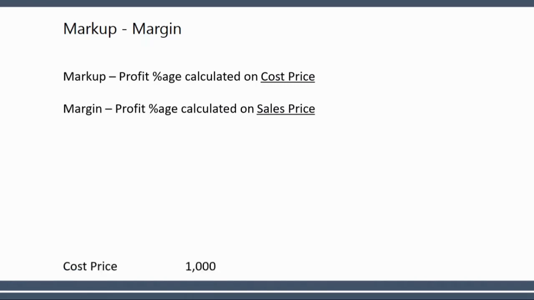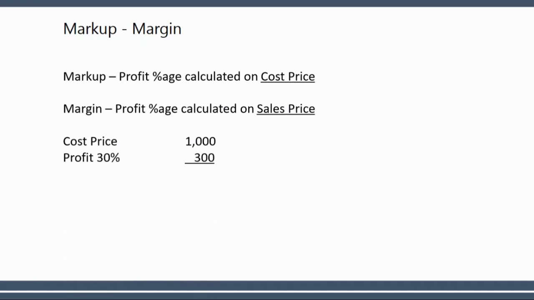Let's see some simple numbers to see how it works. For example, you purchase some product for $1,000. Maybe you purchased a computer and you want to sell it at some profit. So you add some profit. You say, I want to make 30% profit on the purchase price. So $1,000 is your cost.